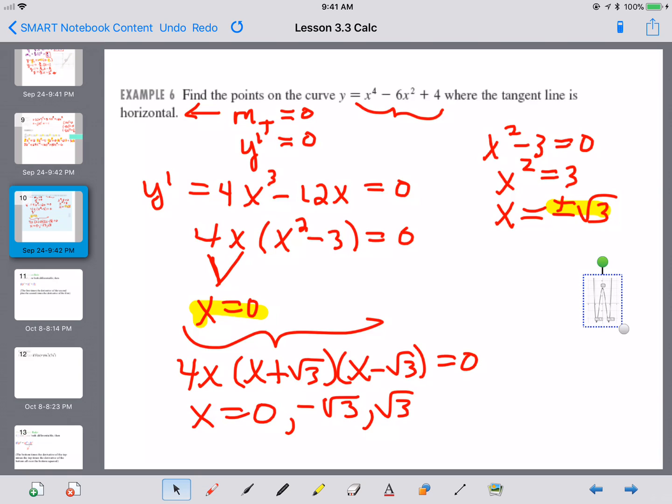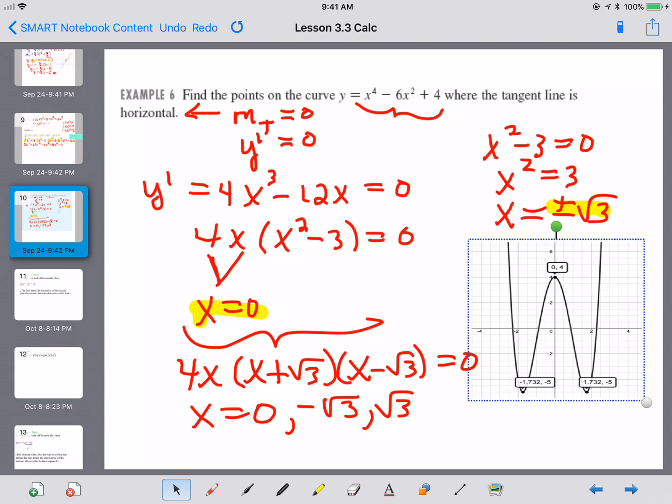Now, how do you check it? Well, look at the graph. Those points are the points. We've discussed these with graphs many, many times, that we can find these peaks and valleys if we know where the derivative is equal to 0. So that's kind of how you would do one like that. So that's kind of an introduction to some of the derivative rules for power functions.